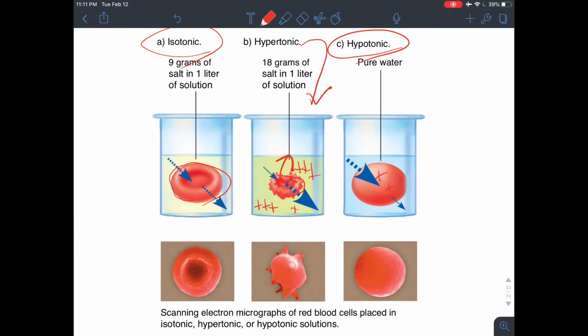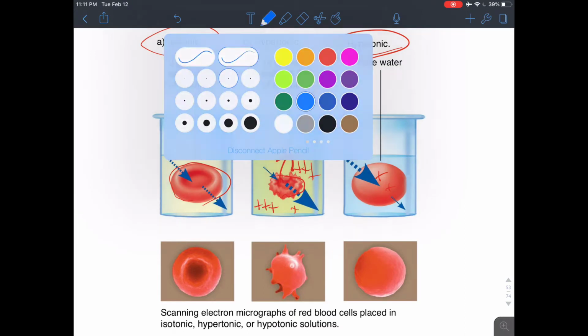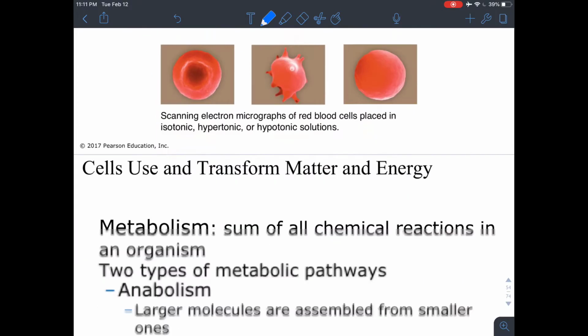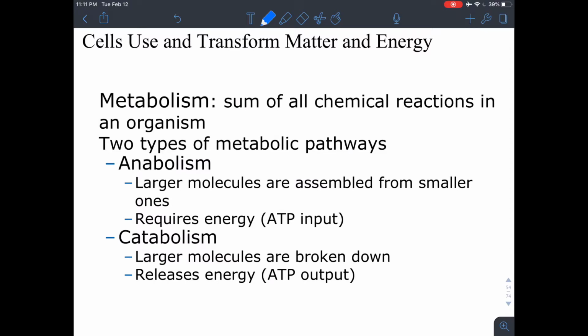Let's change color because that's kind of hard to see. There's more ions inside the cell, more solutes. And so water's going to follow, and then this is going to swell. And potentially, if it swells enough, it can burst, okay? So just another example for you. So hopefully you're getting this.